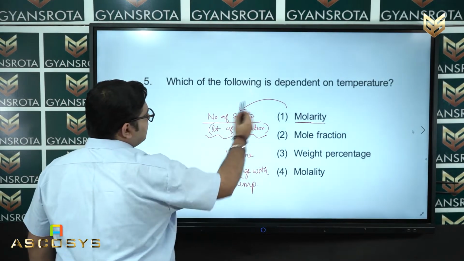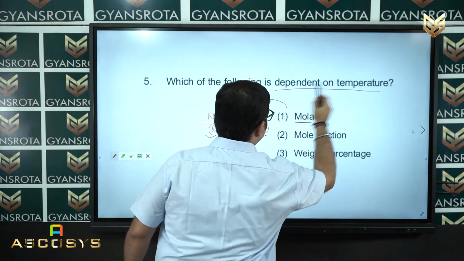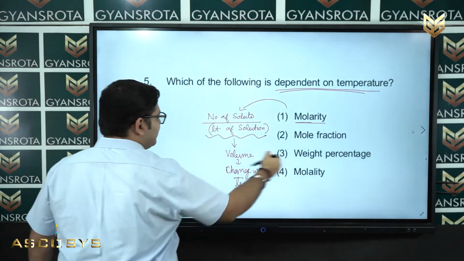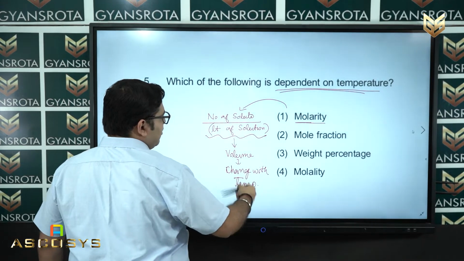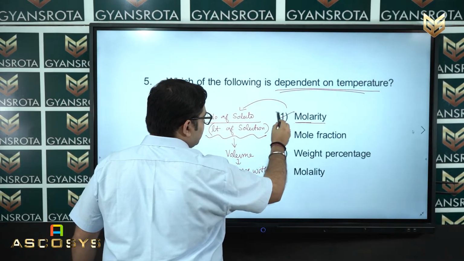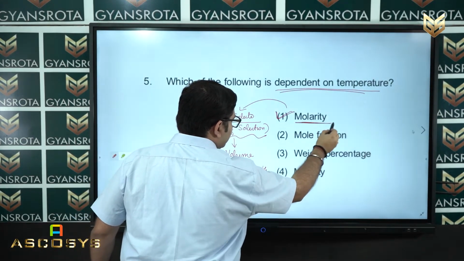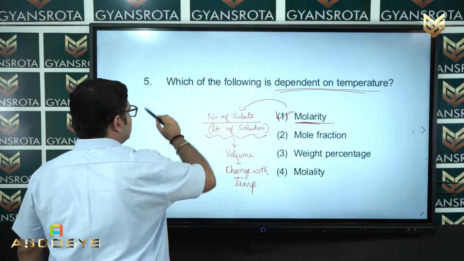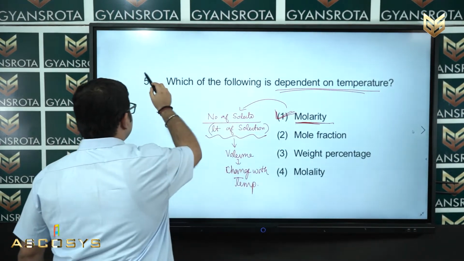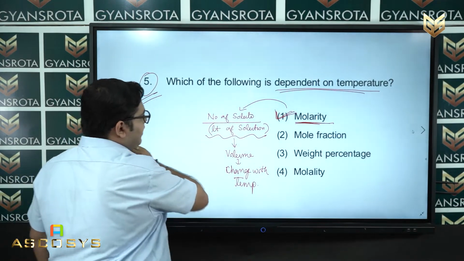and volume always changes with temperature. So, what they ask you is which is dependent on temperature. Now, among options 1, 2 and 3, which one is dependent on temperature? So, your option number 1, molarity, is dependent on temperature. So, option number 1 is the correct answer of your question number 5.